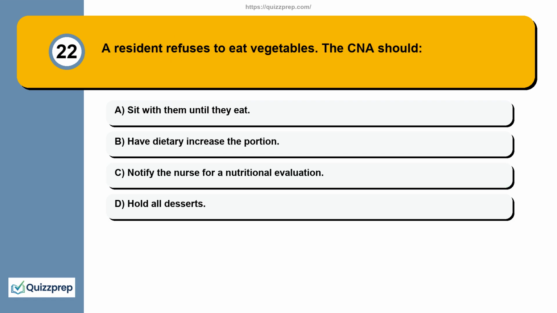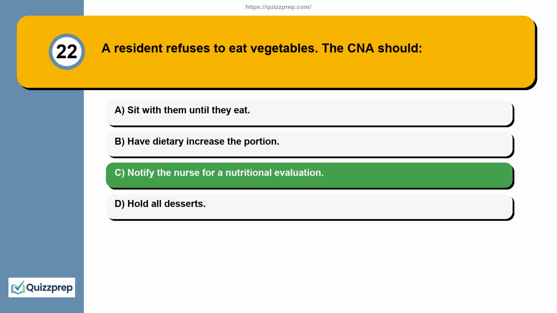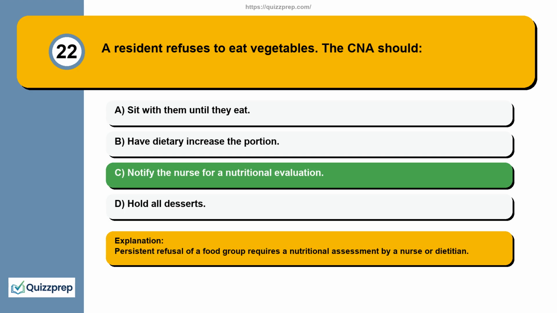Question 22. A resident refuses to eat vegetables. The CNA should sit with them until they eat. Have dietary increase the portion. Notify the nurse for a nutritional evaluation. Hold all desserts. Persistent refusal of a food group requires a nutritional assessment by a nurse or dietitian.